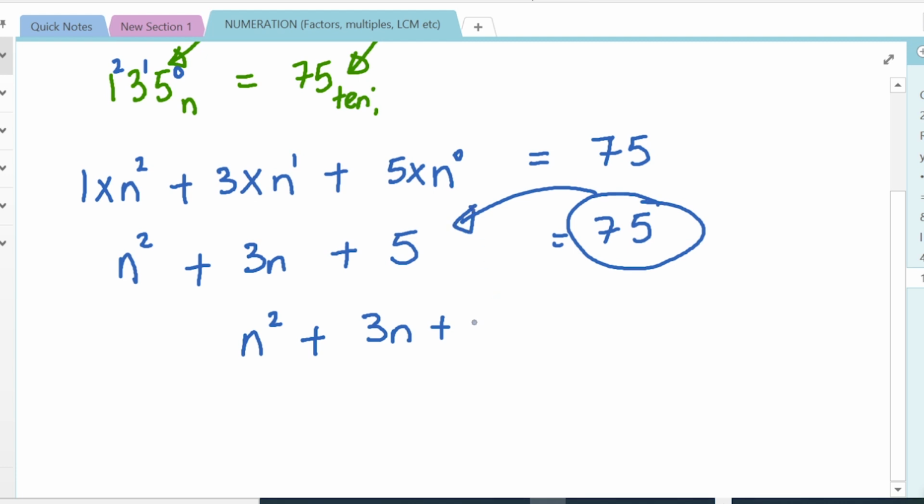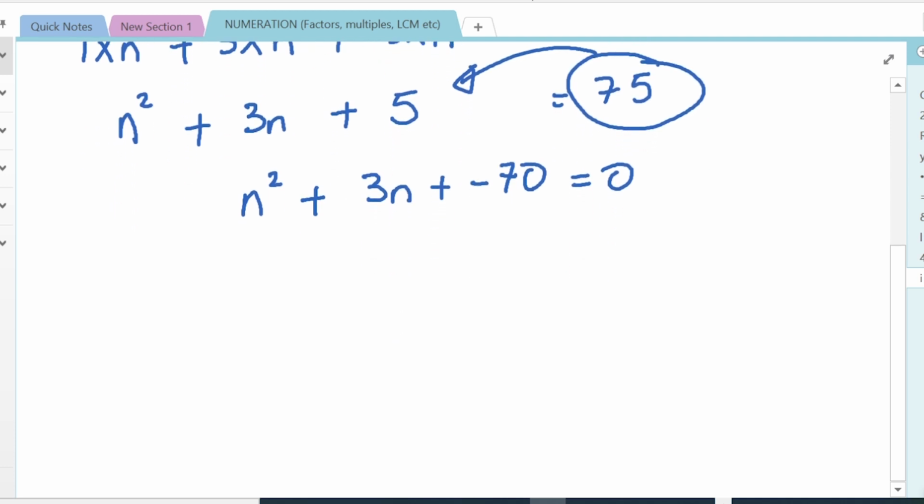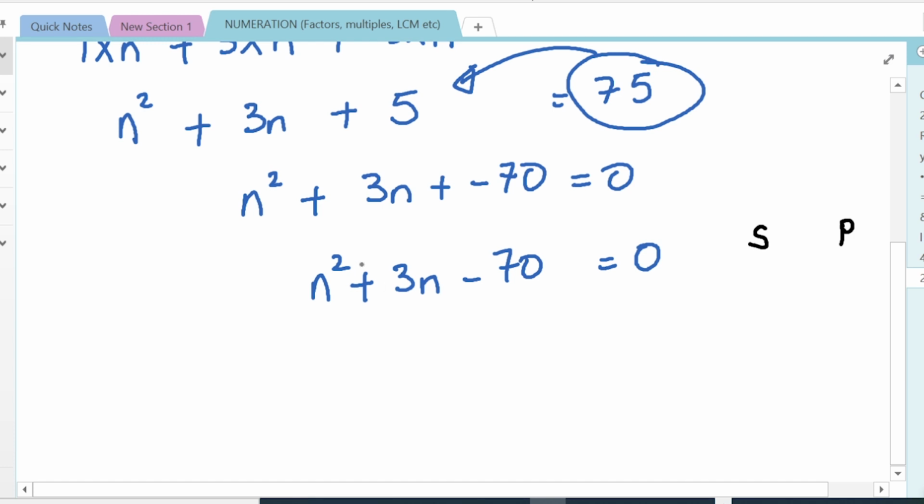So this is going to become n squared plus 3n plus, of course, this 75 comes here, it becomes minus 70 is equal to 0. So in other words, this quadratic equation has become n squared plus 3n minus 70, giving us 0. So from that quadratic equation, to solve it, we need to find two numbers. One giving us a sum of positive 3. The other is giving us a product of 70. Of course, it's supposed to be 70 times the coefficient of n, which is 1. So which is negative 70.